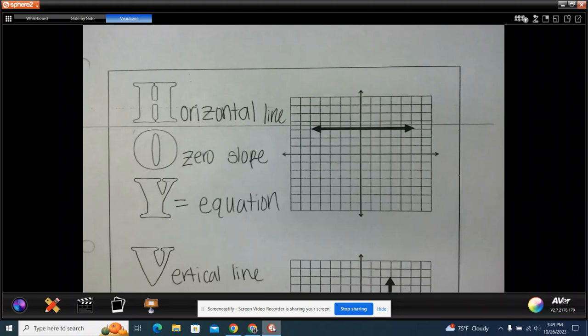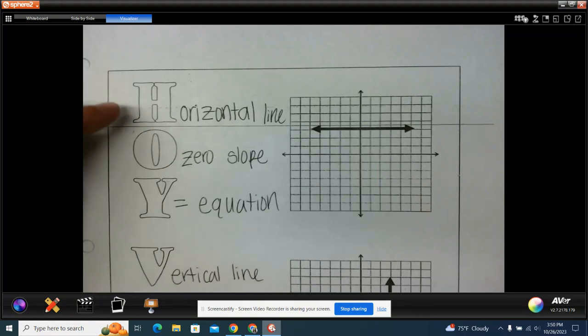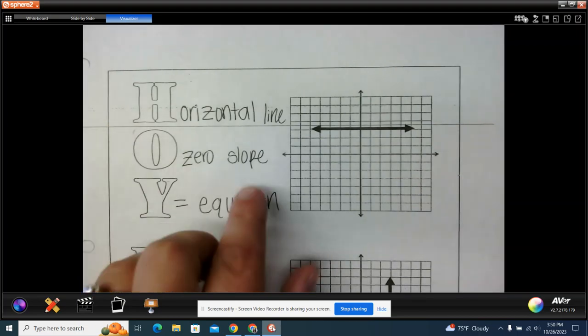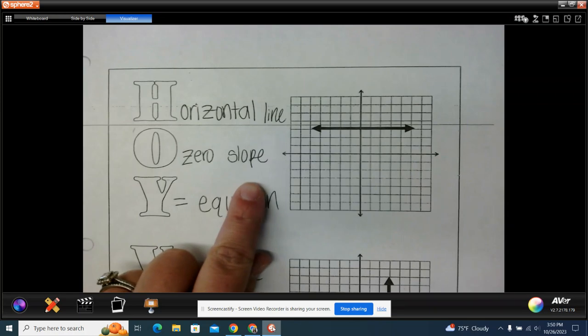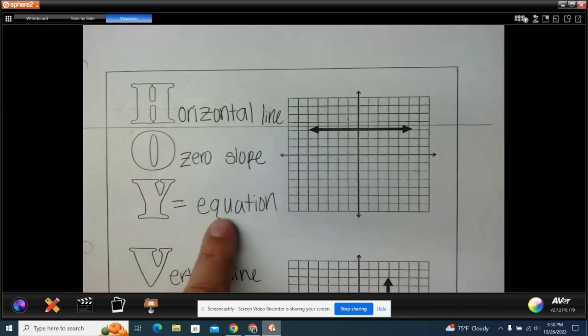All right, today we're going to look at horizontal and vertical lines. And so we have an acronym to help us identify when it's a horizontal and vertical line. So for our horizontal line, it's called HOY. So horizontal line, it has a zero slope and a y equals equation.